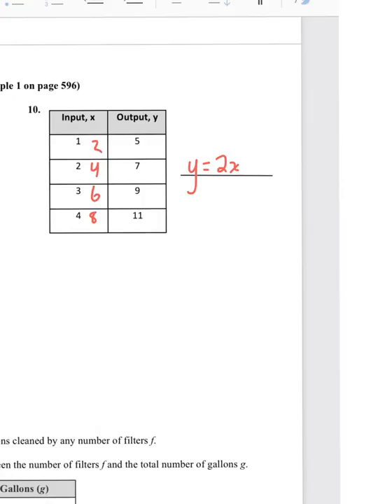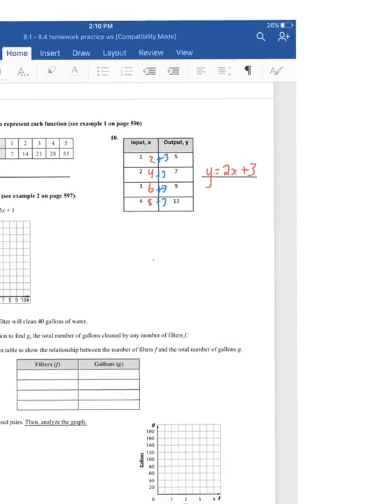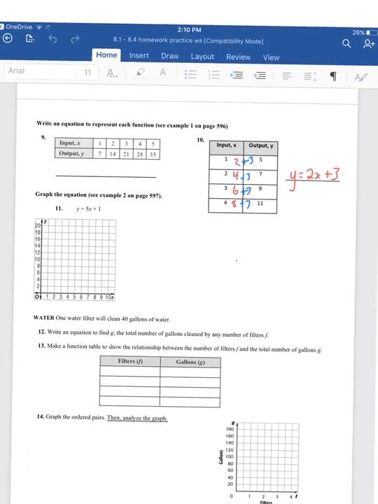So how do I go from 2 to 5 and 4 to 7, 6 to 9 and 8 to 11? To go the rest of the way, I have to add 3. So after you multiply by 2, you then have to add 3 to get to the output number. So my rule, my equation, is y equals 2x plus 3. All right, so be ready for those more complicated two-steppers.